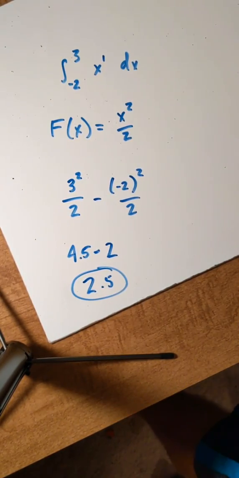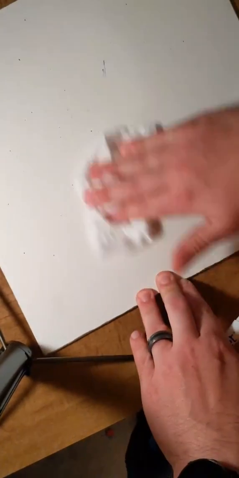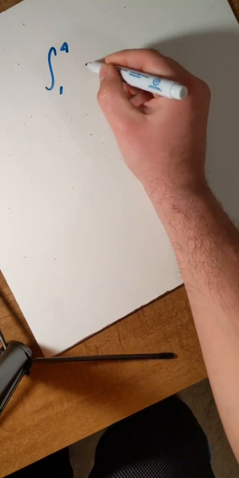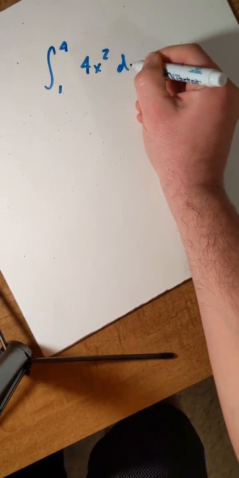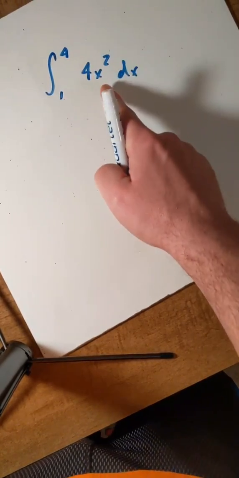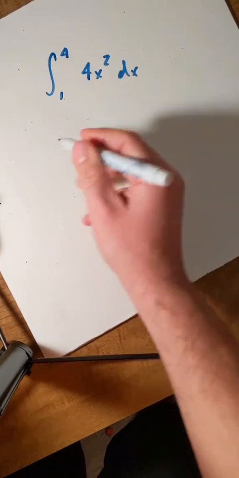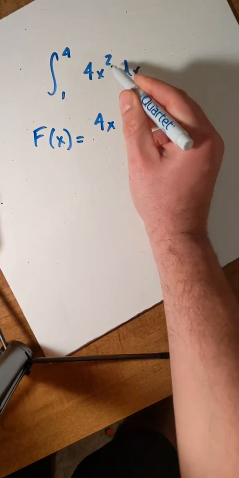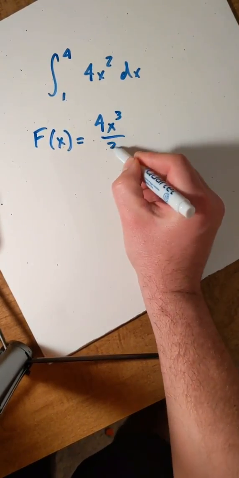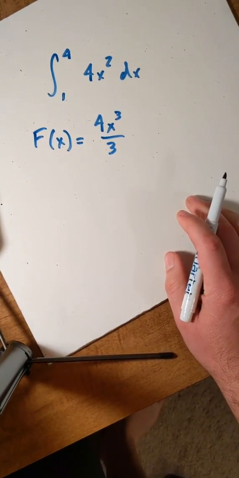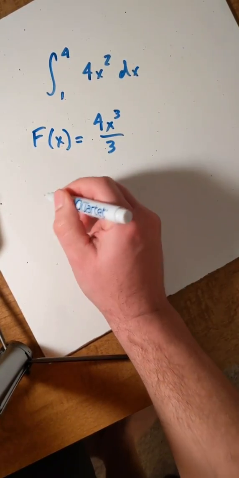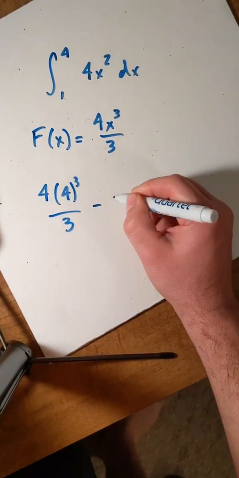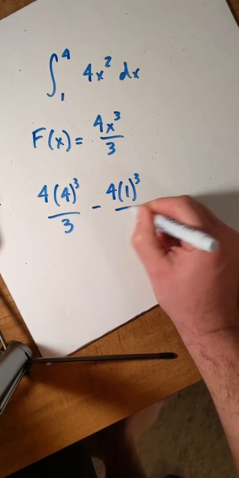Integral from 1 to 4 of 4x squared dx. Okay, so if we want to find the integral from 1 to 4 of this expression, we need to find capital F of x, the integral function, by taking this function here, 4x squared, but we're going to bump the exponent up to 3 and divide by that number. So we're going to plug in 4 first. We got 4 times 4 cubed over 3, and then we'll minus 4 times 1 cubed over 3.